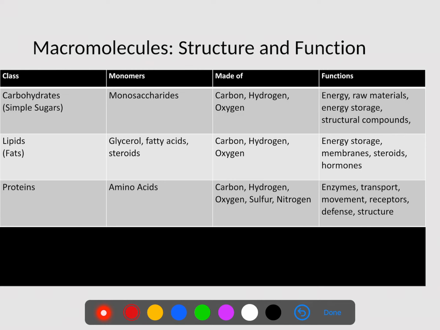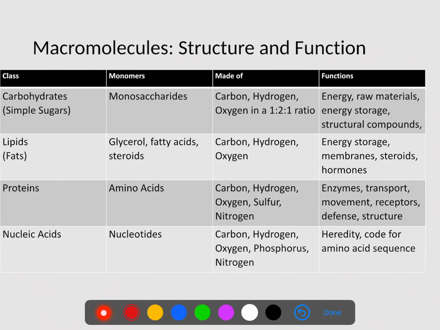Proteins, the monomer that we have here is our amino acids. Our amino acids form together to form our proteins. Again, they have carbon, hydrogen, oxygen, different ones, sulfur, and nitrogen. Okay, we got CHO, CHOPN, and CHONS. So again, enzymes, transport, movement, receptors, proteins do a lot for our body. Finally, we have nucleic acids. So nucleic acids, the monomer is a nucleotide. They are made of carbon, hydrogen, oxygen, phosphorus, and nitrogen, and they contain our hereditary information in the form of DNA.